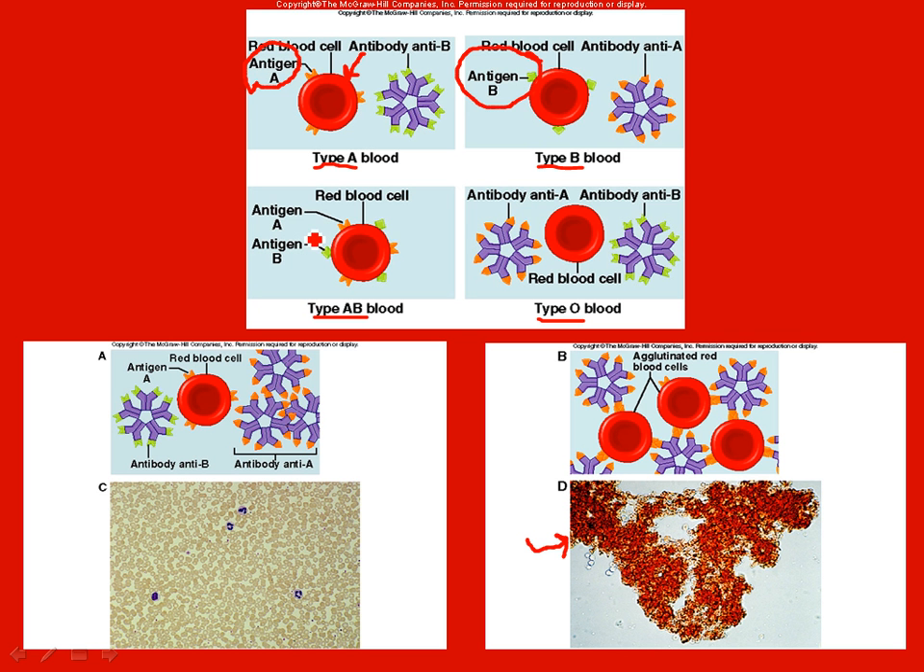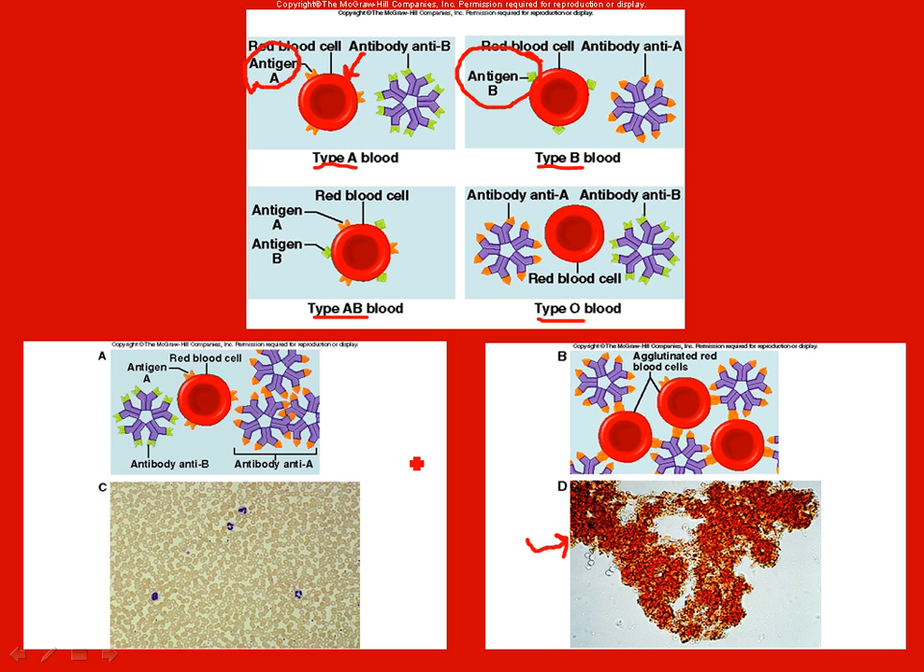Okay? Now in type O blood, we said the red blood cells have no antigens. So that means that you can safely have both antibodies against A and antibodies against B floating around, and you'll have no issue.